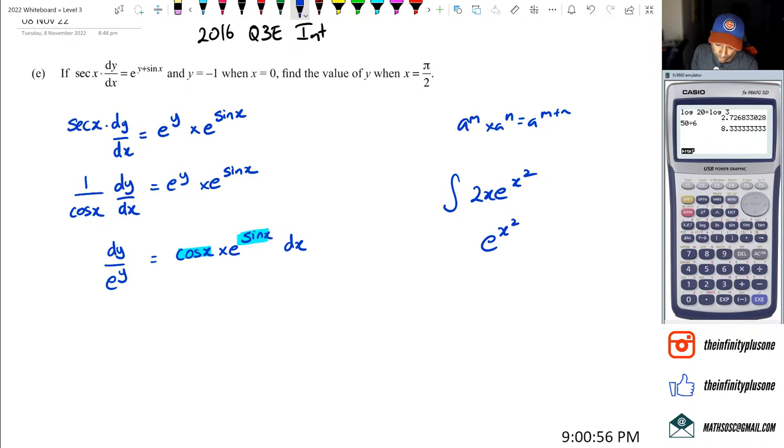So on the left-hand side, what we've got is e to the power of y. We're going to bring it to the numerator. When we do, this becomes e to the power of negative y dy equals, and I'm still not integrating anything, I'm still just writing the equations as is.